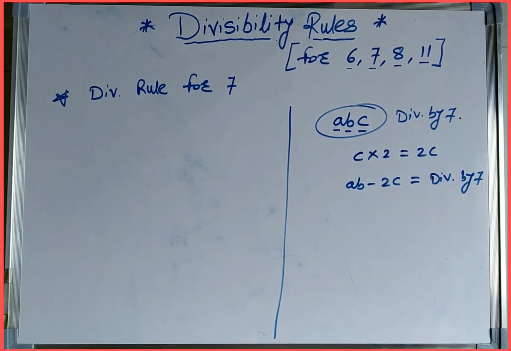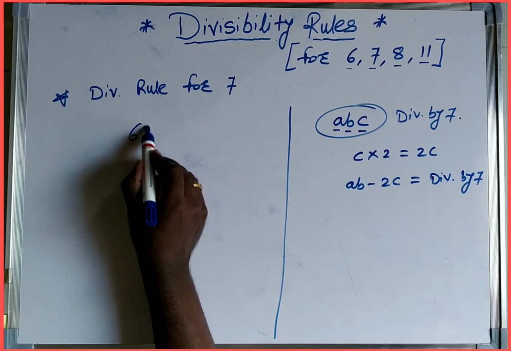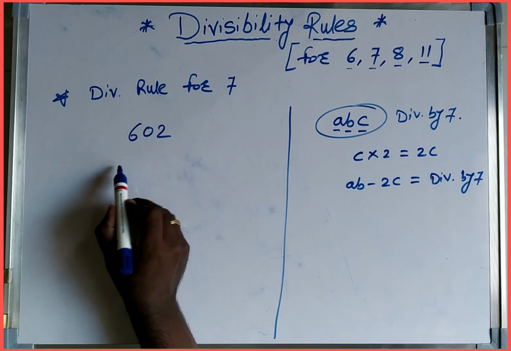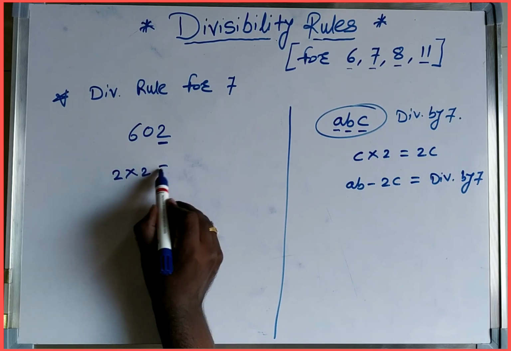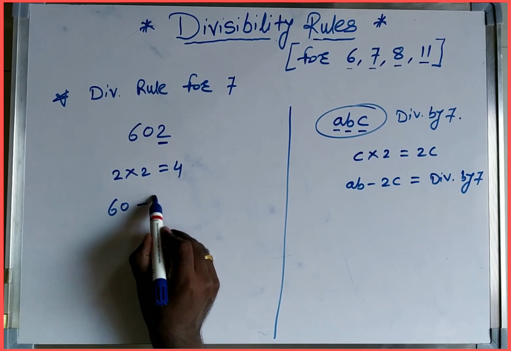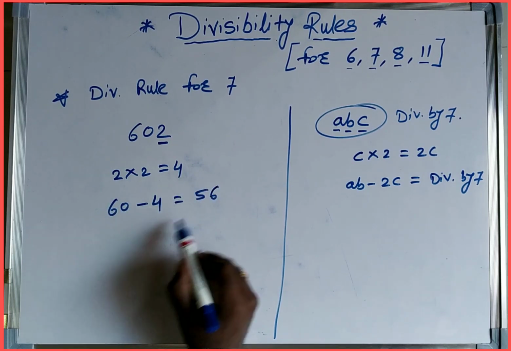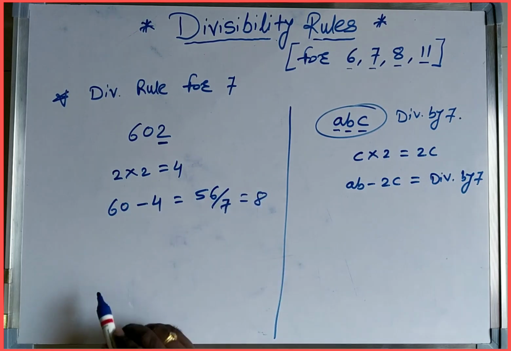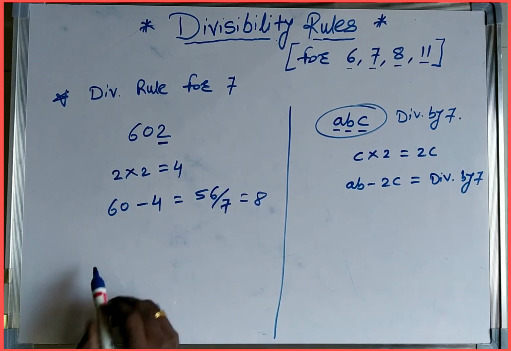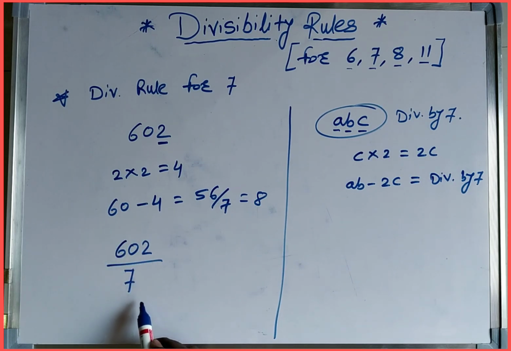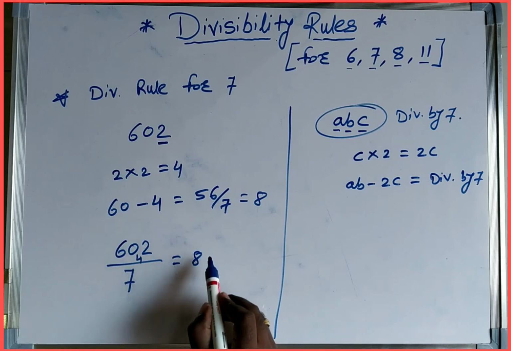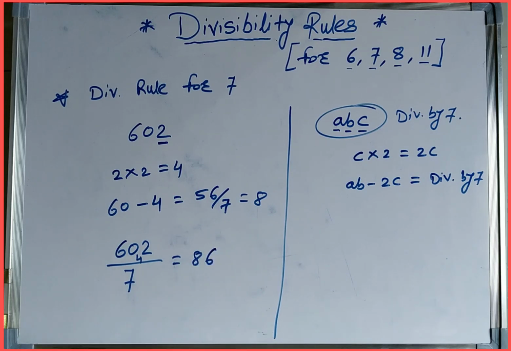So 812 is completely divisible by 7. We will take another example for 7, that is 602. Take the unit digit and double it: 2 into 2 is 4, and 60 minus 4 is 56, and 56 is divisible by 7, since 7 8s are 56. We can check whether 602 is completely divisible by 7: 7 8s are 56, remaining is 4, and 7 6s are 42. In this way we can check divisibility for 7.